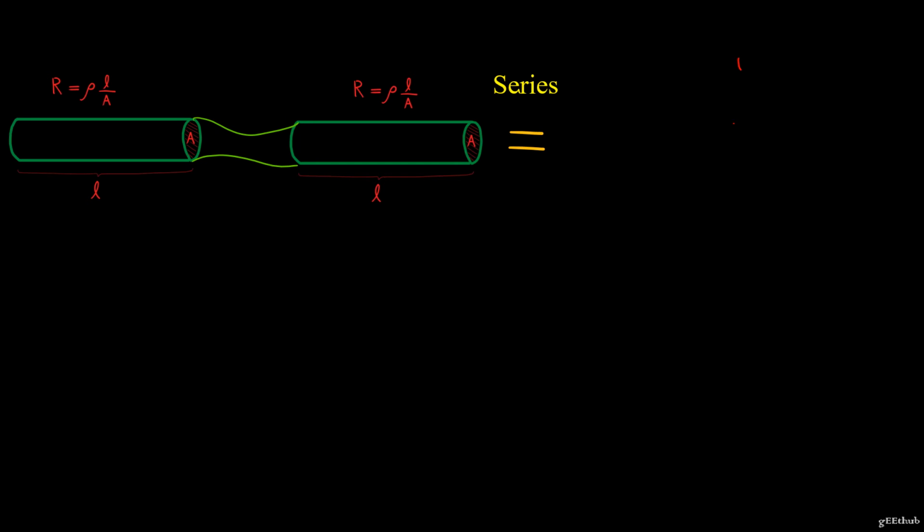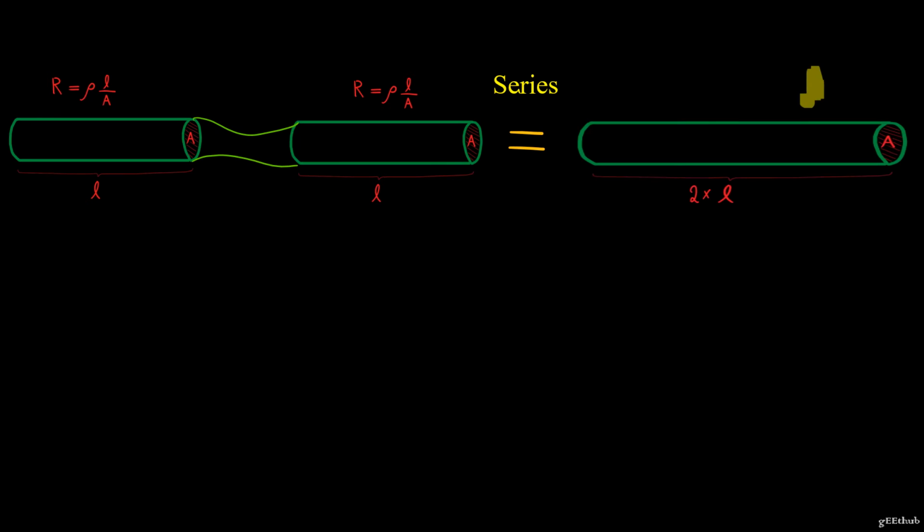If I connect these two wires together, I'm getting a wire twice the length with the same area. So R equivalent is going to be rho 2L over A, which is equal to 2 times rho L over A. So it's just 2 R's. So yes, our equation stands here.